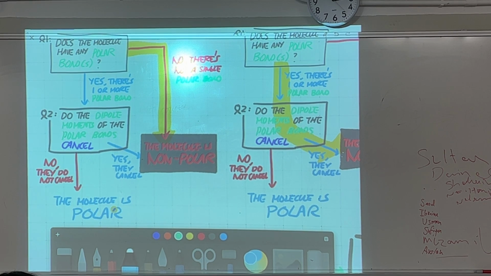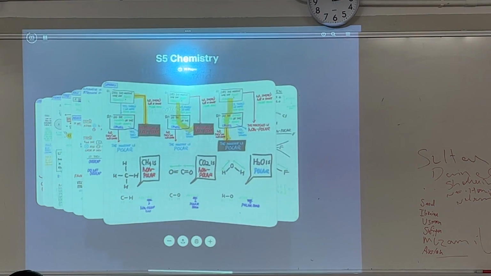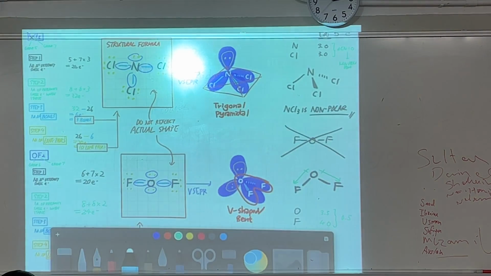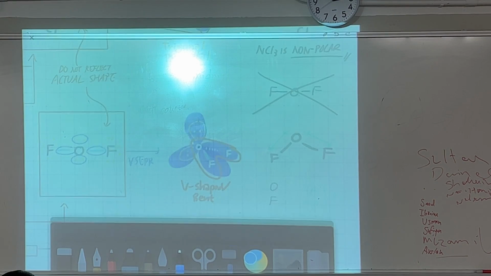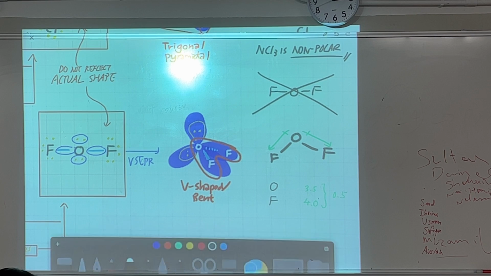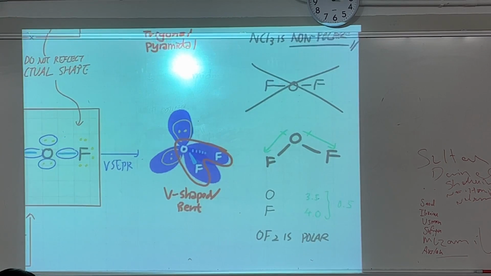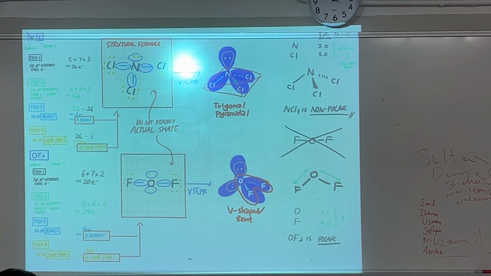Polar. OF2 is polar. Done. Mission accomplished. You should find this very rewarding if you can get the answer, because you just went from having a formula to making this deduction. That's what we do in chemistry. We make predictions with limited information. So write it down: OF2 is polar. Make sure you put this down.